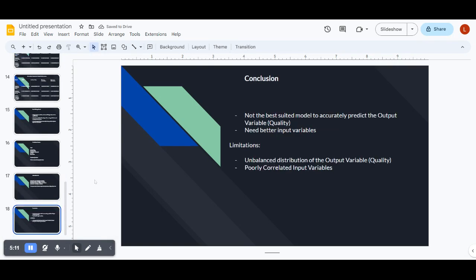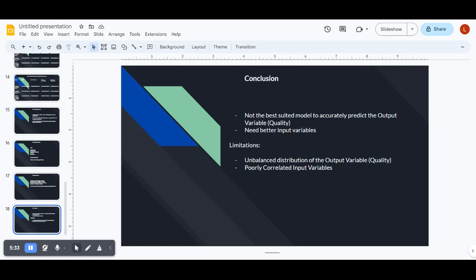To conclude, I'd like to say that the prepared models are not the best models to accurately predict the output variable, because of the Pearson and the Spearman correlation values that we get. And we need better input variables, which can be seen from the correlations we get on the different variables with the output variable.